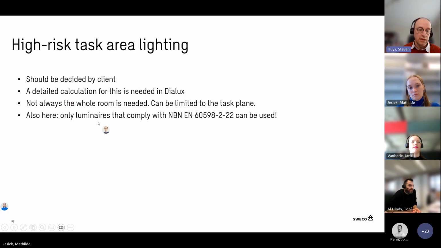And also here, don't forget that in this occasion you also need to use fixtures which comply to this standard.